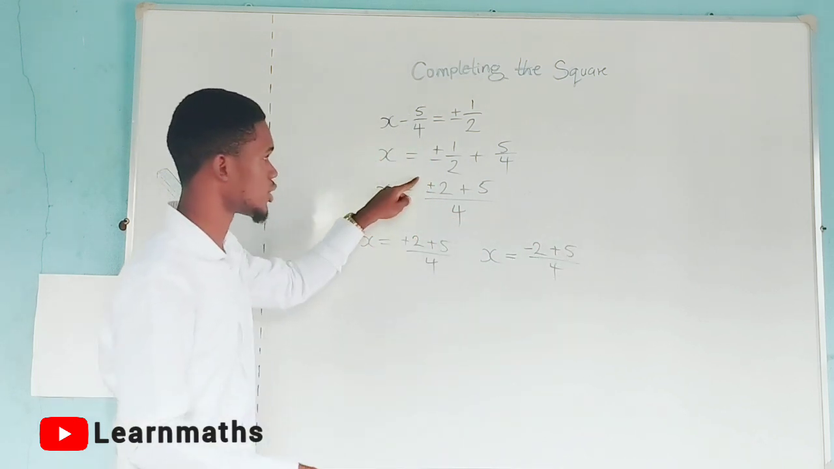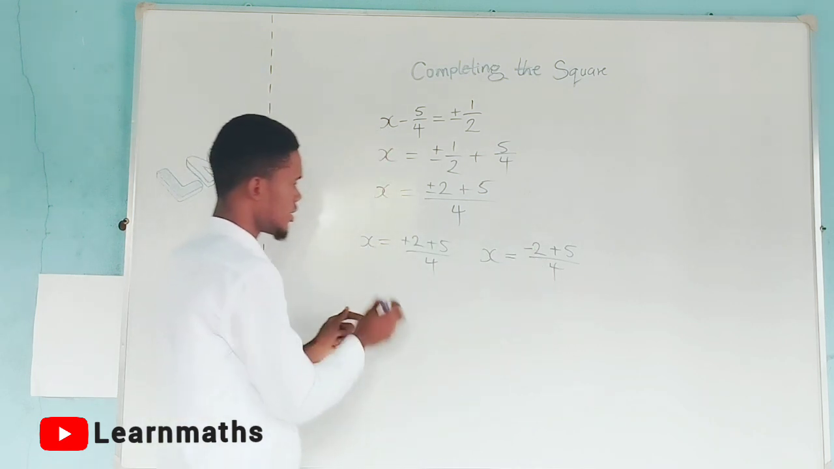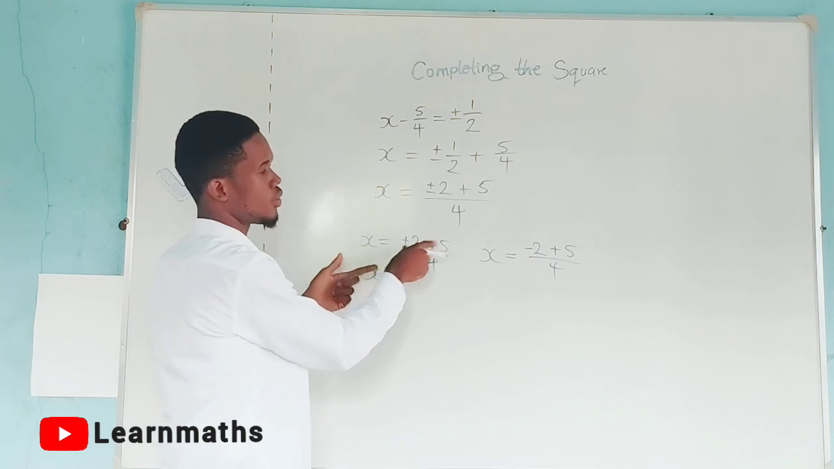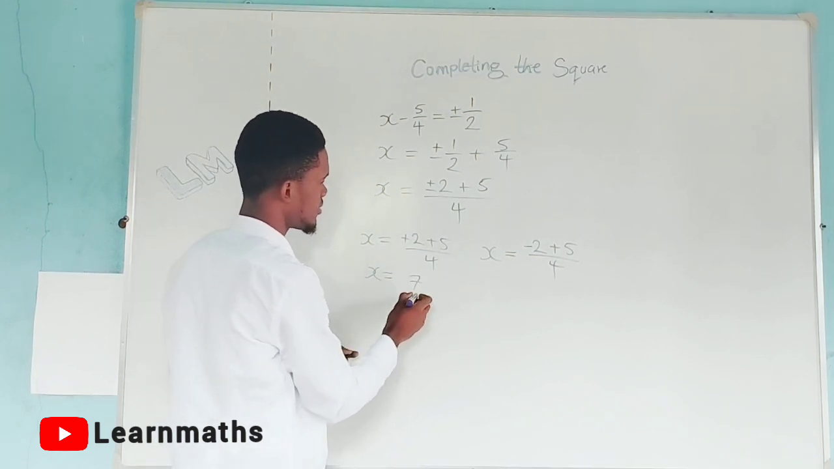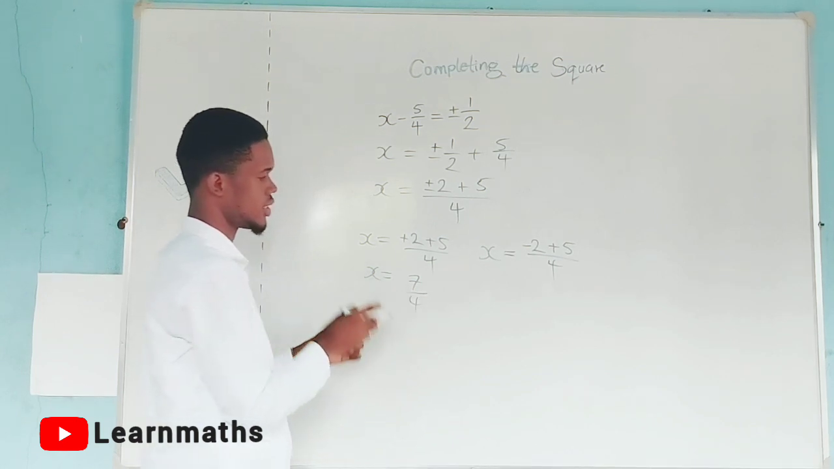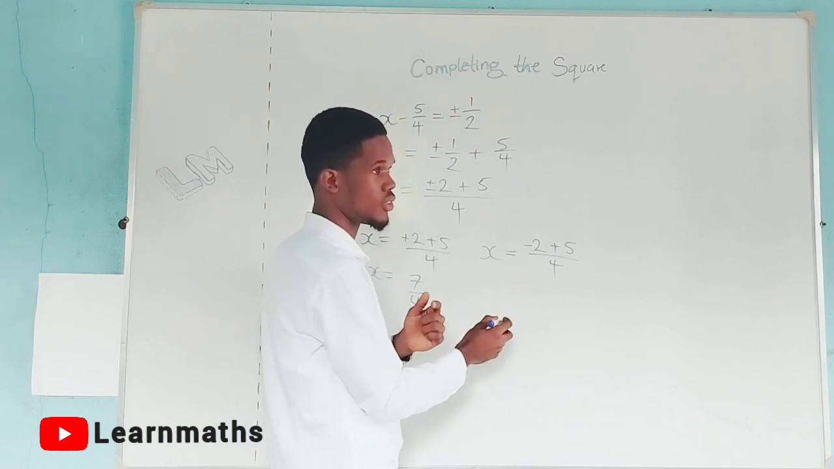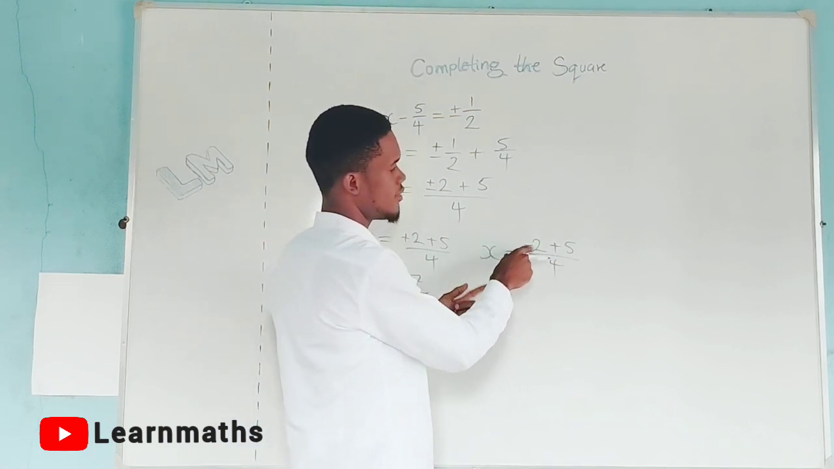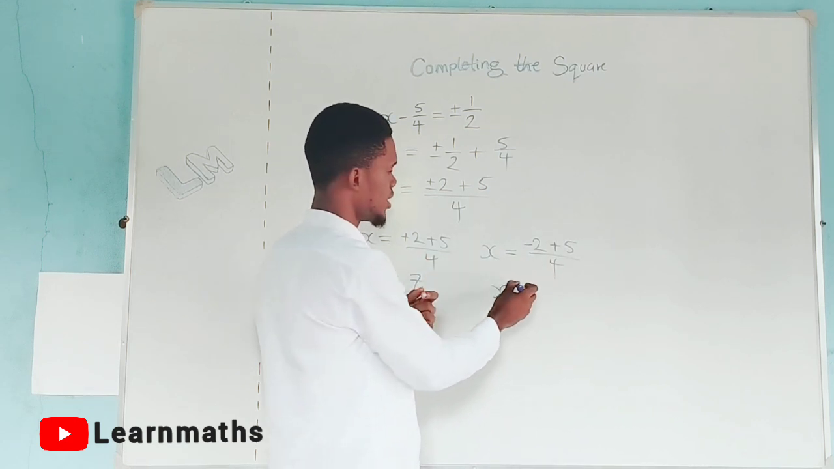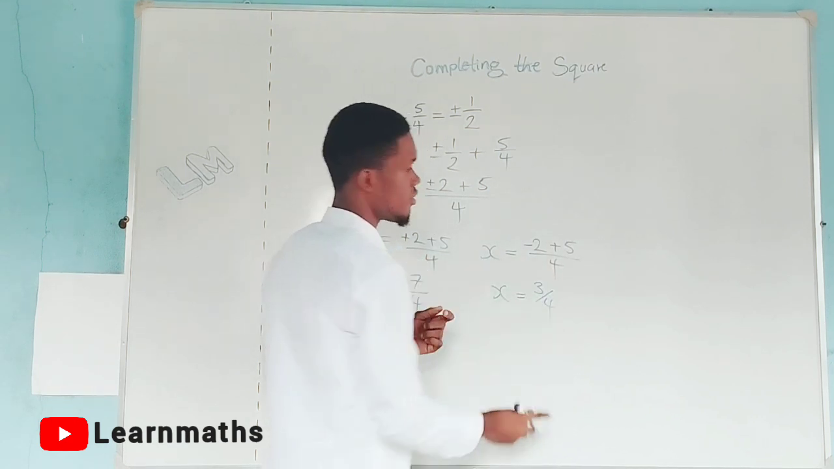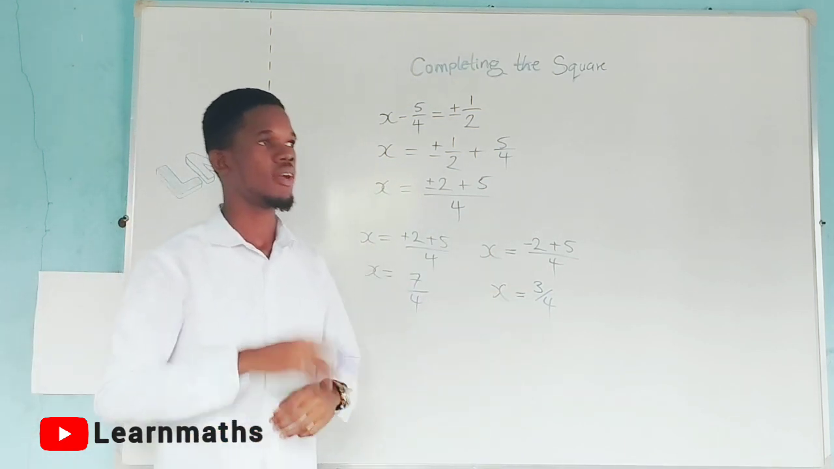You see, we have plus or minus here. So this is the plus value, this is the negative value, right? So positive 2 and positive 5 is positive 7, over 4. So this is our first value for x, positive 7 over 4. Now what's our second value for x going to be? Negative 2 plus 5. That's like saying 5 minus 2, which is 3. So we have 3 over 4. And these are our two values for x, 7 over 4 and 3 over 4.